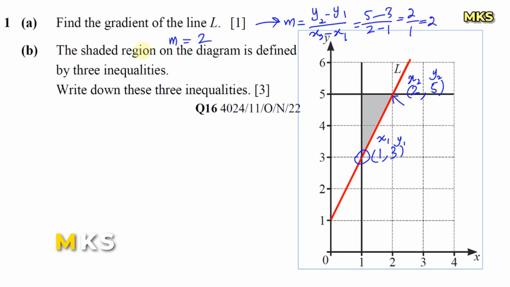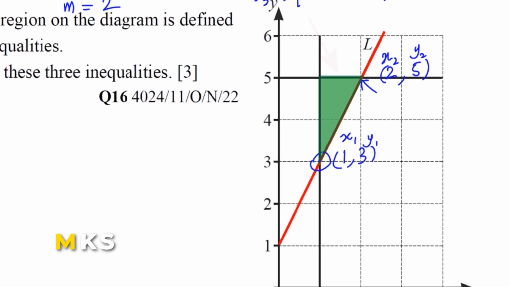The second part is the shaded region on the diagram is defined by 3 inequalities. Write down these 3 inequalities. The shaded region is of the shape of a triangle. Focus on this triangle. You can see it has 3 boundaries, and 3 inequalities will define this region. It has one horizontal boundary on the top. On the left, it has a vertical boundary, whereas the third one is an inclined one.